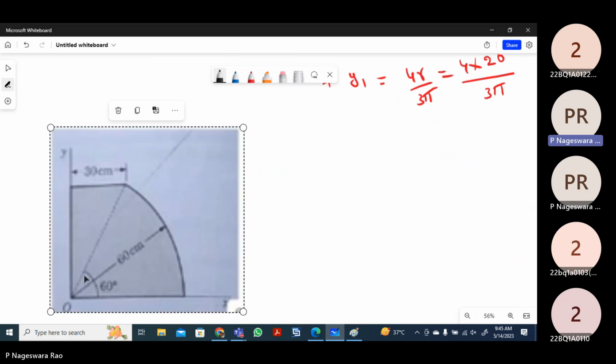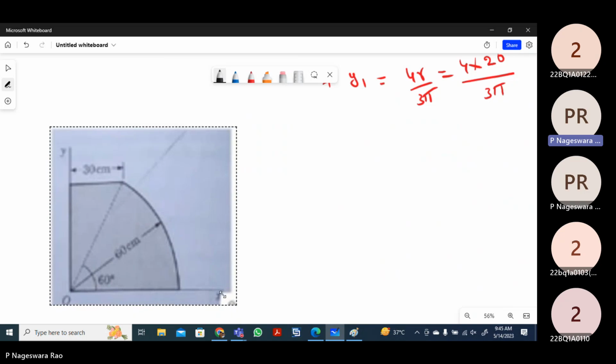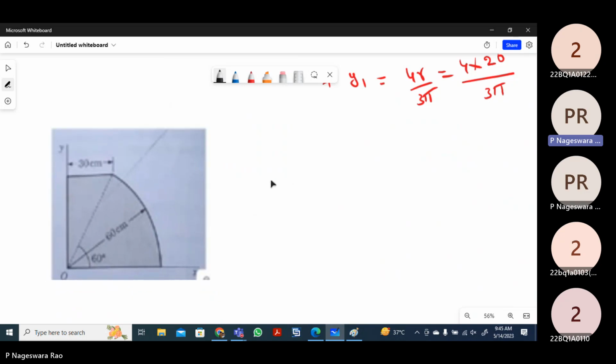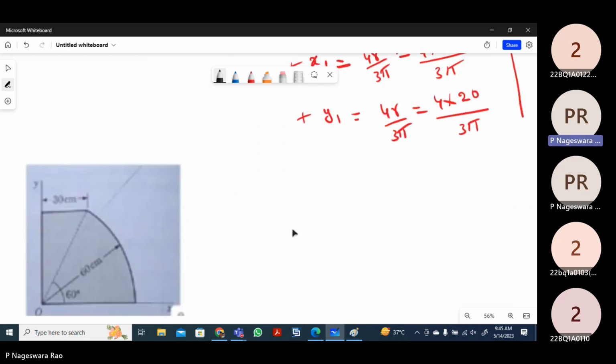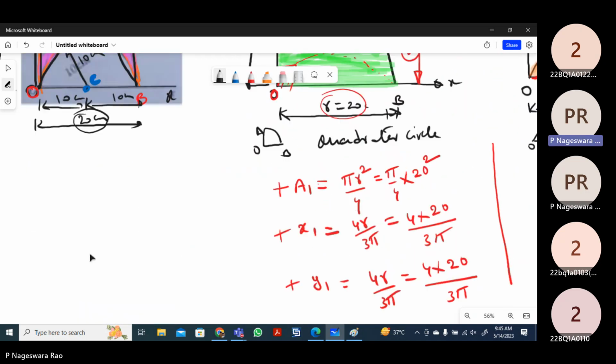It is a sector plus a right angle triangle. So we have to take the right angle triangle and add the sector area. It is not a quarter circle. Remember, the angle was given here. How much is the angle? 60 degrees. Because the angle is 60 degrees, it is not a quarter circle, it is a sector. So use the standard formulas and try to solve this problem. These are the maximum problems we can get for any examinations.